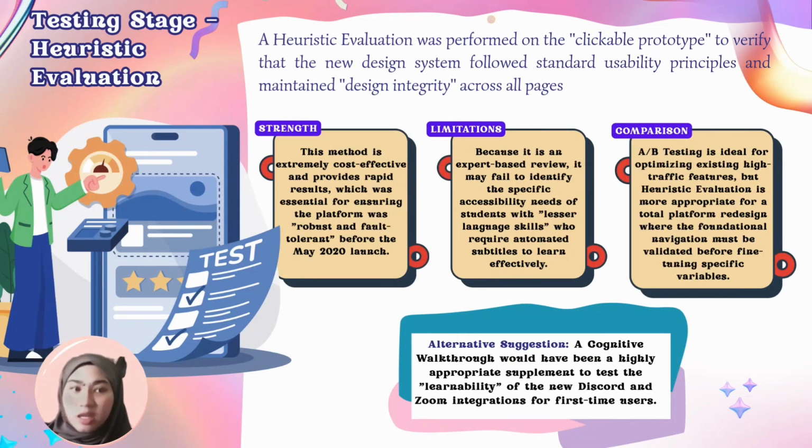needs of real students, particularly those with lesser language skills who require automated subtitles to learn effectively. When compared to A/B testing, which is ideal for optimizing existing high traffic features, heuristic evaluation is significantly more appropriate for this project because CGMA underwent a total platform redesign. The foundation navigation had to be validated by experts before any fine-tuning on specific variables could take place.